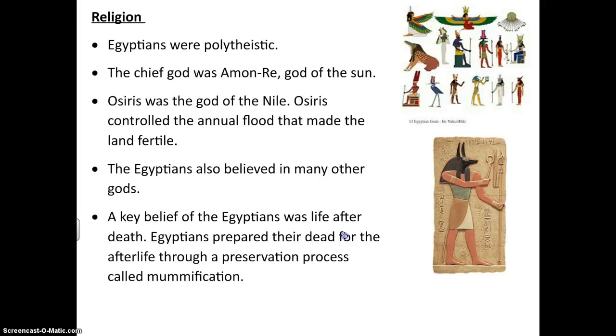So offerings were made to these gods to make sure the land stayed fertile, to make sure that the Nile would run as it was supposed to, and to Amun-Re to make sure the sun came out. The Egyptians also believed in a lot of other gods, and the key belief was in life after death. They prepared their dead for the afterlife through a preservation process called mummification, which I'm pretty sure you're all familiar with.